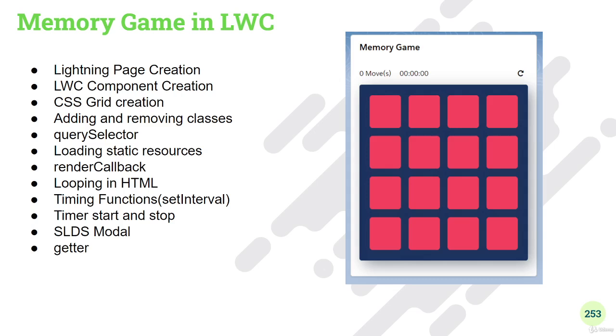For the images, or I would say icon, we're going to use a font or some library, and to load that library we're going to use the static resources, and to load that library in the component we're going to use the render callback. Then we have a looping in the HTML. To load the grid in the loop we're going to use the for each loop.